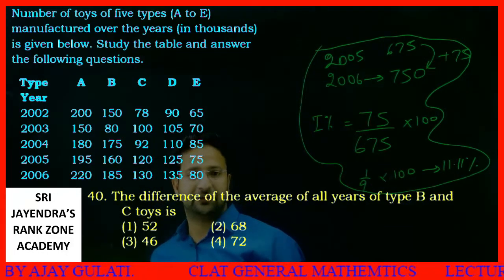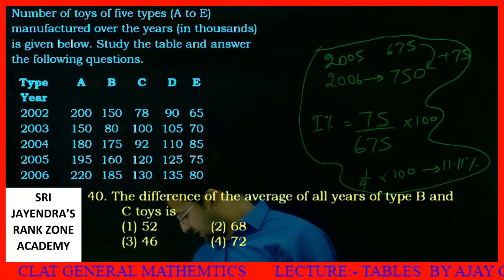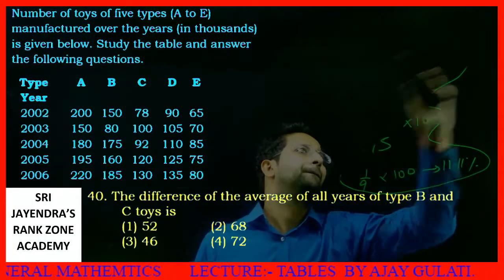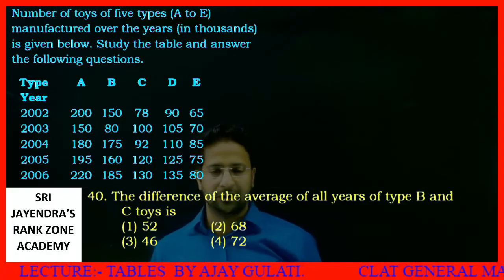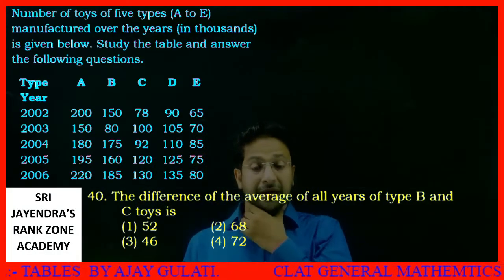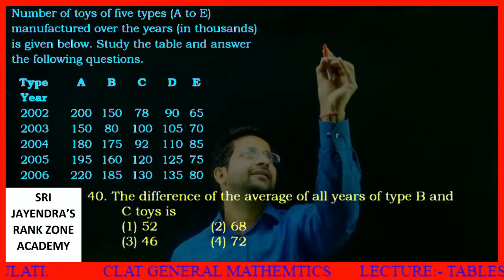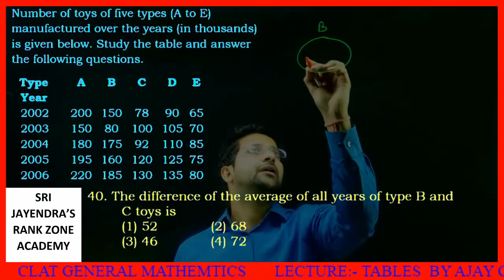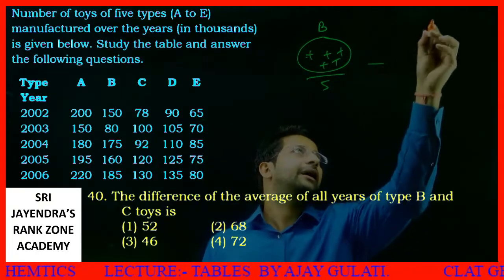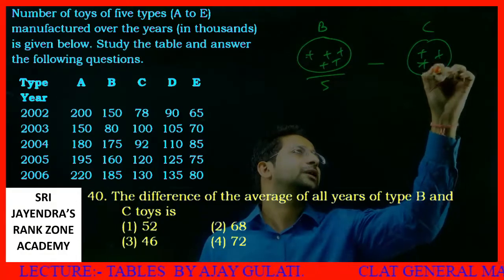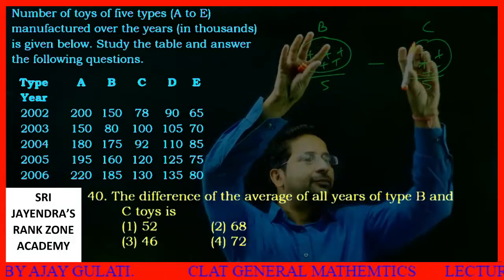The next set is the difference of the average of all years of type B and type C toys. We need to find the average of all years of type B and type C. I'll tell you a shortcut how to do it. First of all, what does the word average mean? First I add all type B, then divide by 5. To this I minus type C plus, then divide by 5. Finally, adding these big things, then dividing by 5.